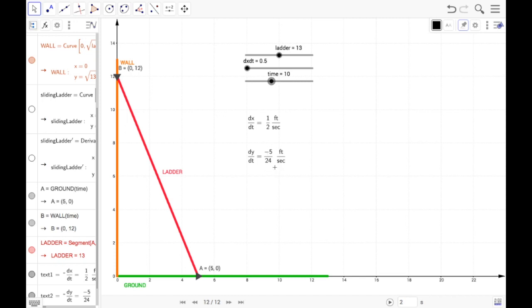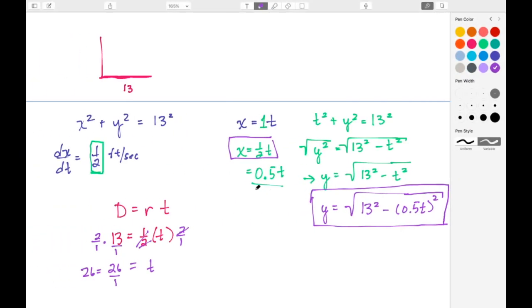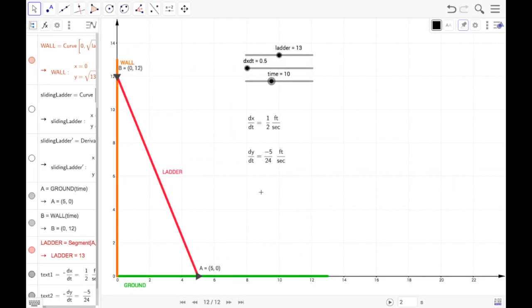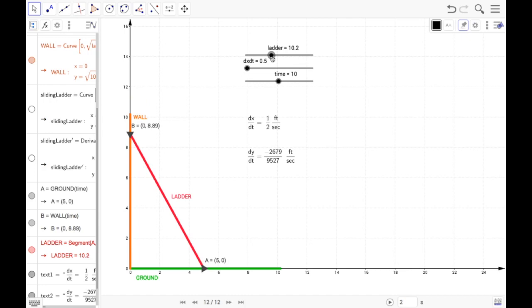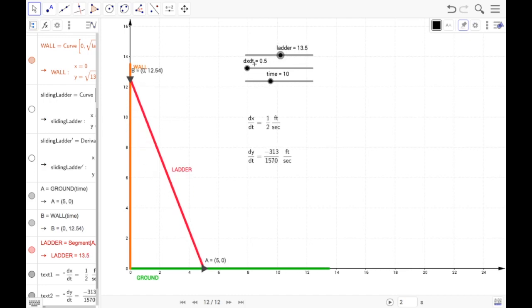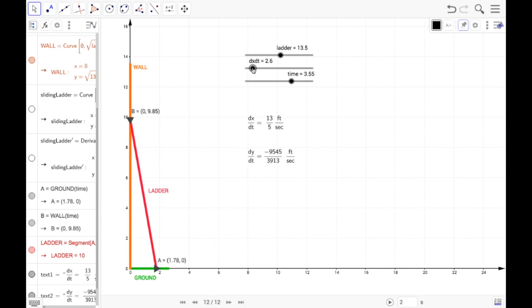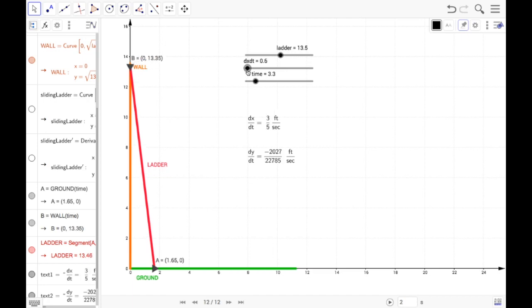and we see that our calculations are the same. We have negative 5/24 feet per second. That's the same thing we got from here. And just notice, as I was saying earlier, we can dynamically change the length of the ladder. We could dynamically change the rate at which the bottom of the ladder is moving, and of course we can change the time, and we see it moves accordingly. So let's move this back to 5/10. Let's move this back to 13.